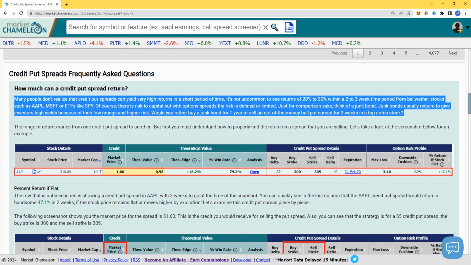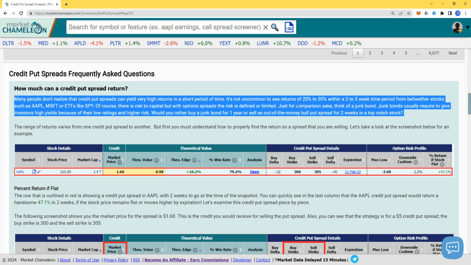Many people don't realize that credit put spreads can yield very high returns in a short period of time. It's not uncommon to see a return of 20 to 30% within 2 to 3 weeks for stocks such as Apple, Microsoft, and ETFs like SPY. Of course, there's risk to capital. With an option spread, the risk is defined. There's a defined risk, how much you can lose and how much you can make.